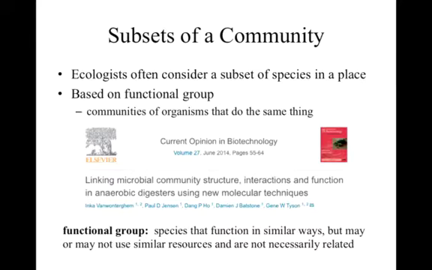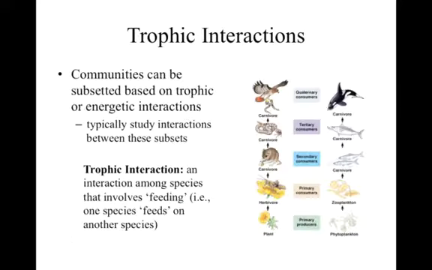They're all able to live in a low oxygen environment, and so their function is the same. And they might all be sort of contributing to that environment in the same way. They're digesting the stuff that we put into the anaerobic digesters. So again, that's sort of a subset of a community based on function rather than resource use or evolution. All right. So another way that we can subset communities is based on trophic interactions.